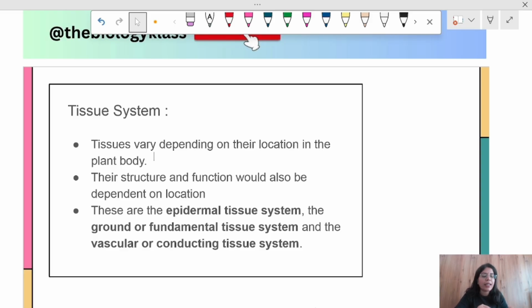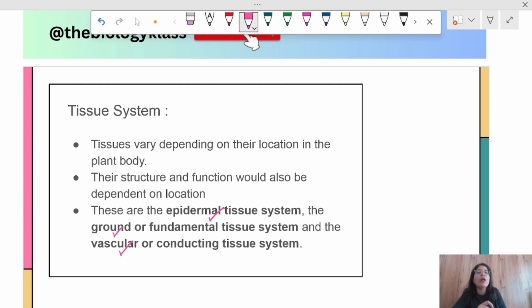You can see in NCERT lines they have mentioned that tissues vary depending on their location in the plant body. In different parts of the plant body, you will find different types of tissues. Their structure and function also depend on the location, which kind of tissue you are going to see in the plant body and what function they are going to perform. Now based on this, you have three types of tissue system: epidermal tissue system, ground tissue system or fundamental tissue system, and vascular or conducting tissue system.